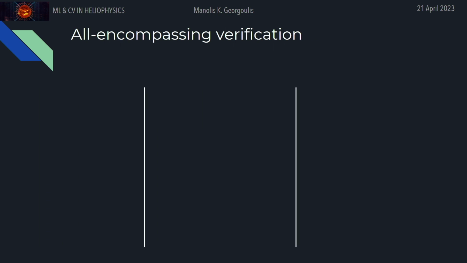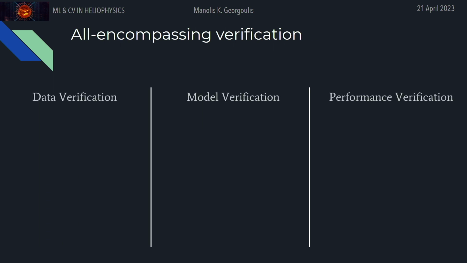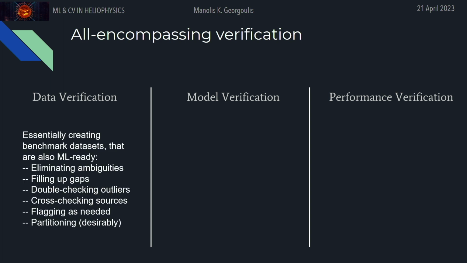So verification. You have data verification, you have model verification, and you have performance verification. In terms of data, you verify your data by making sure that you have a benchmark data set. You have taken out the ambiguities, you have taken out the outliers, you have made it homogeneous by filling the gaps, interpolating the gaps, checking your sources, putting the right flags so that you know what you're talking about, and desirably partitioning. I will explain what I mean by that.